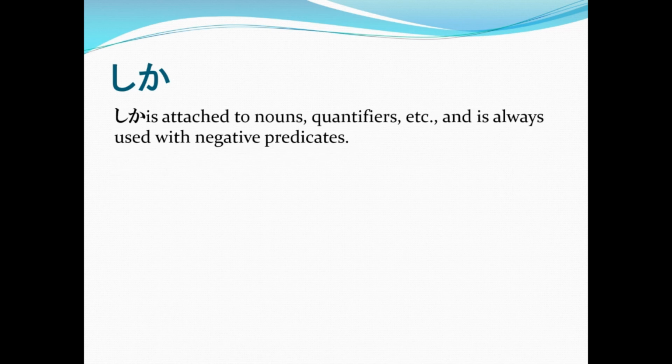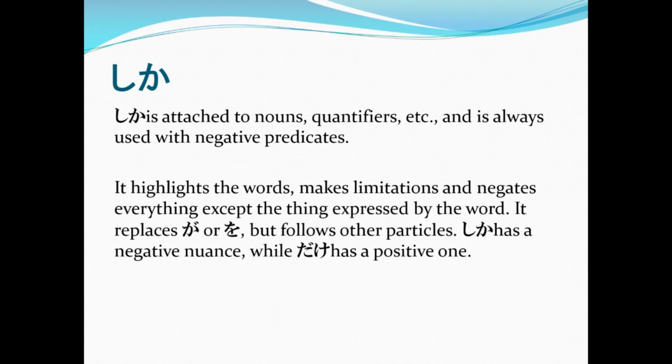Now, have you heard of the particle shika? Shika is attached to nouns, quantifiers, etc. and is always used with negative predicates. It highlights the words, makes limitations, and negates everything except the things expressed by the word. It replaces ga or o but follows other particles. Shika has a negative nuance, while dake has a positive one. So shika is also like dake, which translates into only.